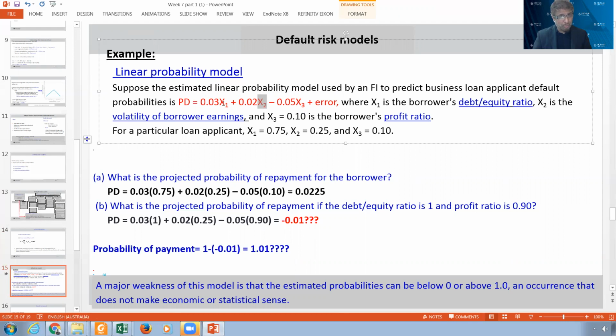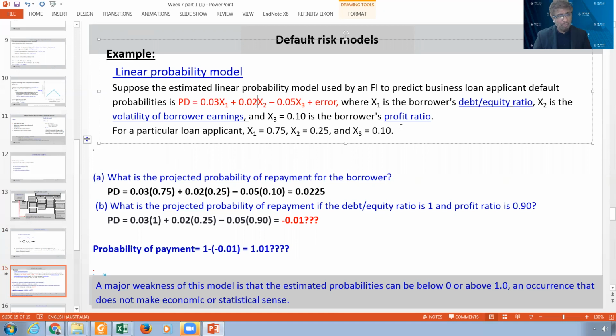So what is X1? It's the debt over equity ratio. This is number one, which you put here. You don't change the 0.3, which is the coefficient. You don't change it at all. The coefficients, you keep them fixed. It's just the variable you change. So what is X2? It's the volatility of the borrower earning, which is the standard deviation. And X3 is actually the profit ratio.